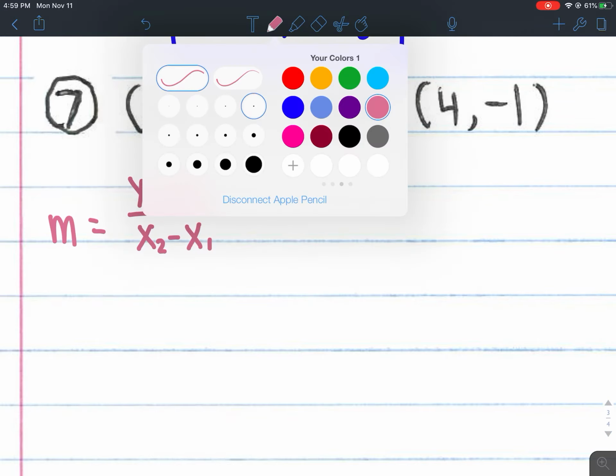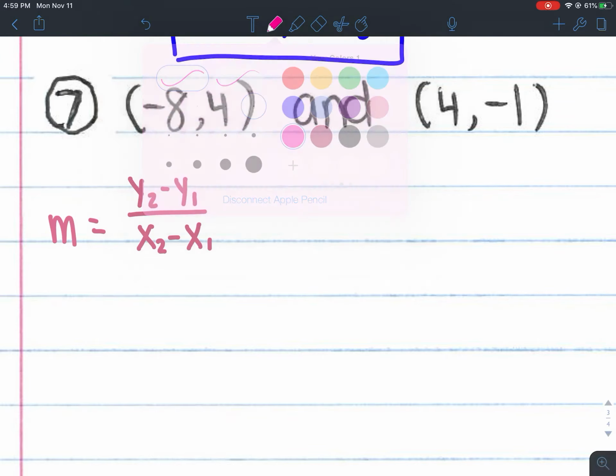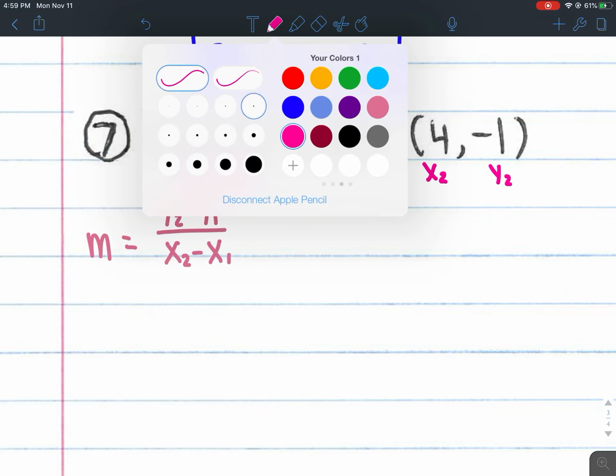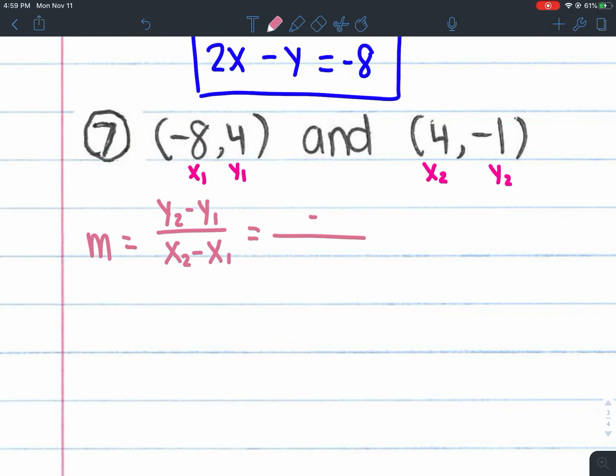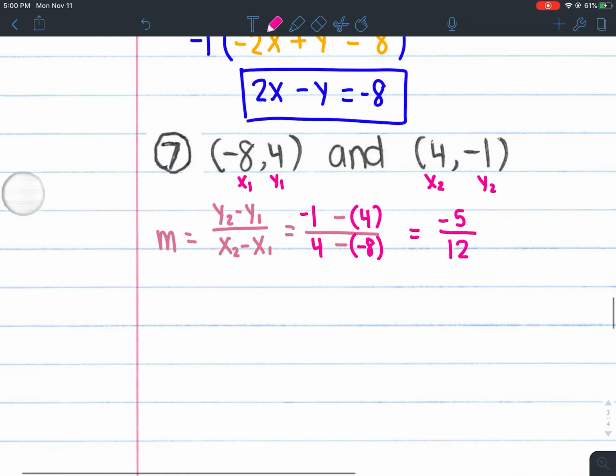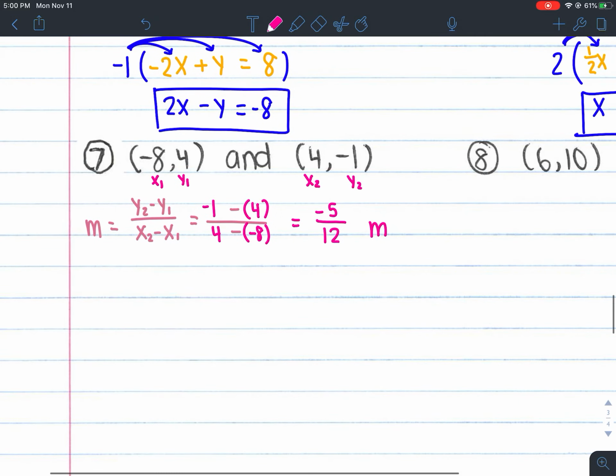So as each problem is going on, we're adding more and more steps to this. Let's go ahead and label our points x1, y1, x2, y2. Okay, so our y2 is negative 1 minus positive 4, x2 is 4 minus negative 8. This equals negative 5 over 12. And I don't think that simplifies any further, so we're going to have to use that as our slope. So that means our slope is negative 5 over 12.